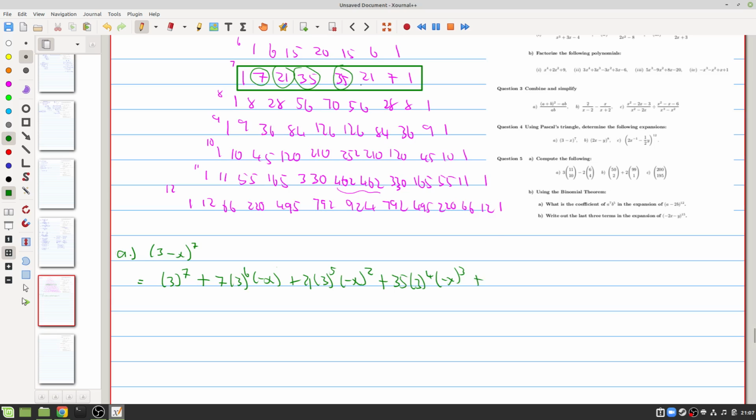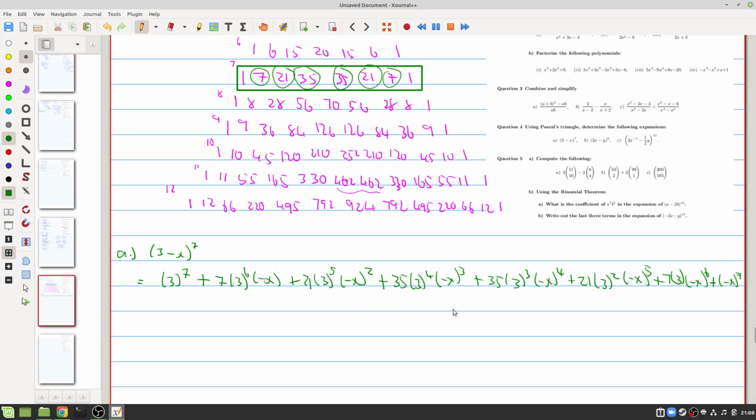Plus, the next one is 35 again. So 35, 3 to the power 3, negative x to the power 4. Plus, the next one, 21 again. So 21, 3 to the power 2, negative x to the power 5. Plus, then we've got a 7. So 7, 3 to the power 1, negative x to the power 6, and finally plus 1. Let's see, that can fit in the last line here. So plus, and our coefficient now is 1, 3 to the power 0, which is just 1, and then negative x to the power 7.